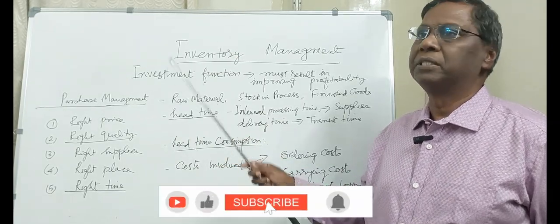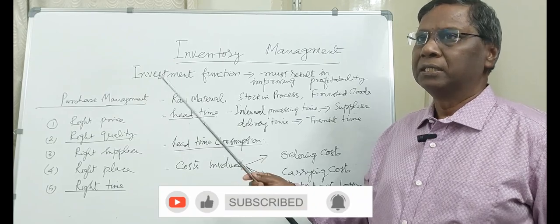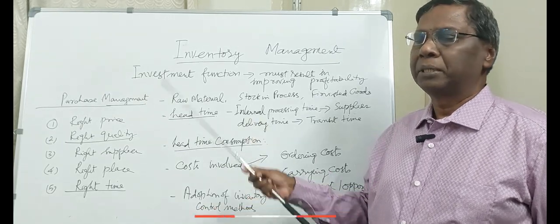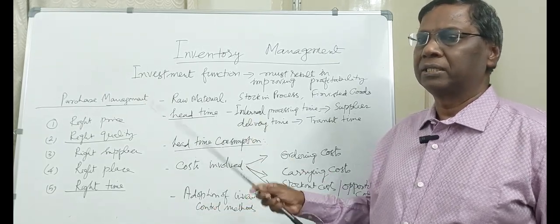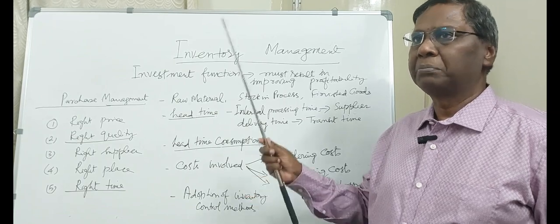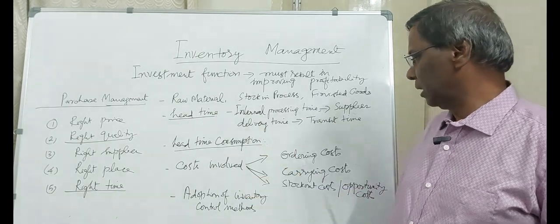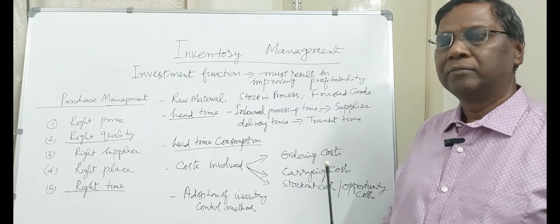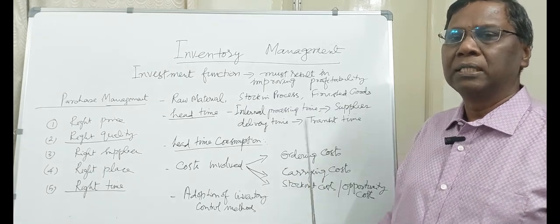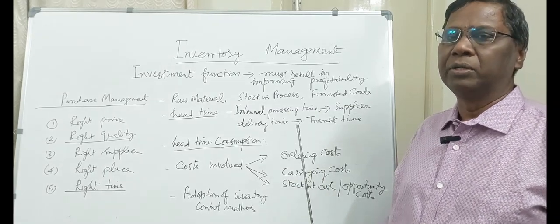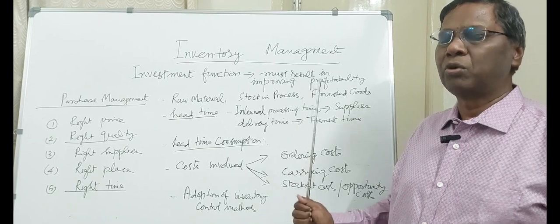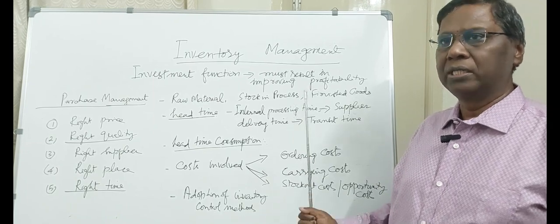Then you have to, let us say big corporates, they have to run a separate department, purchase manager, purchase staff, etc. And all these things are so. While placing an order, it will involve a cost called ordering cost. So you have to incur certain cost. It is inevitable. You can't avoid it. Even if a small business or a big business, ordering cost is a must.